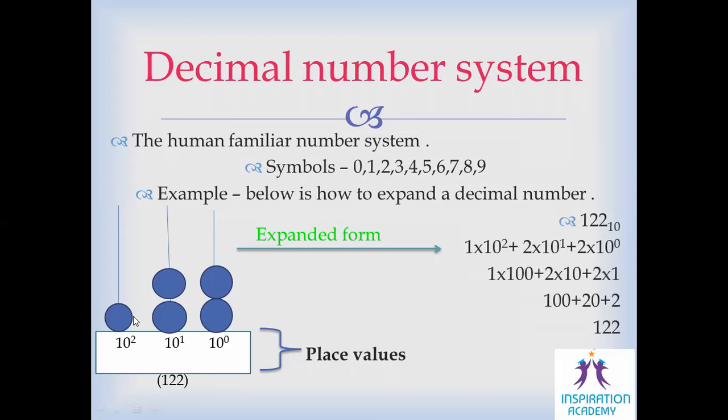The number of balls should be multiplied by its place value. 1 times 10 squared plus 2 times 10 to the power 1 plus 2 times 10 to the power 0. 10 to the power 2 means 100. Any number to the power 1 means that same number. Any number to the power 0 means 1. So 100 plus 20 plus 2, it's 122. In decimal number system, at the end, we are getting the same number as the final when we expand.